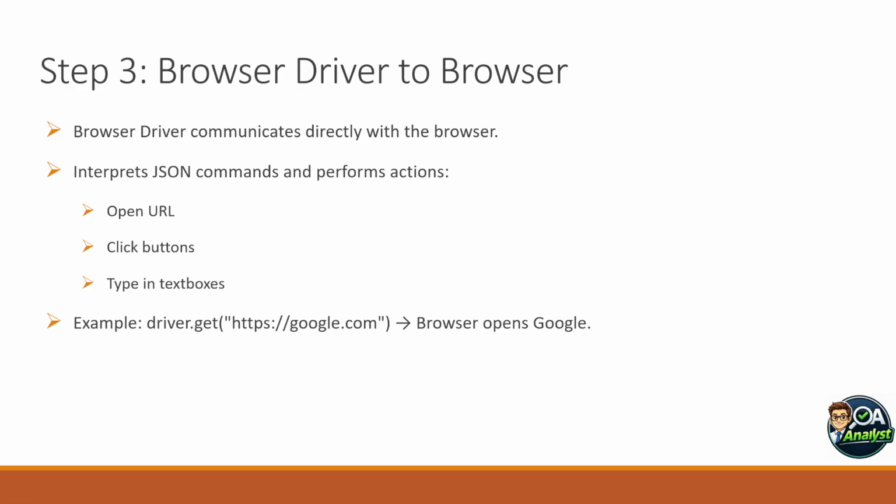The next is the browser driver. The browser driver communicates directly with its respective browser. It takes the JSON commands it receives, interprets them, and performs the actions on the browser, like opening a URL, clicking a button, typing into a text box, or clicking a radio button. If your code says driver.get and then a URL such as google.com, the browser driver makes sure that the browser opens google.com. So this is about the browser driver.